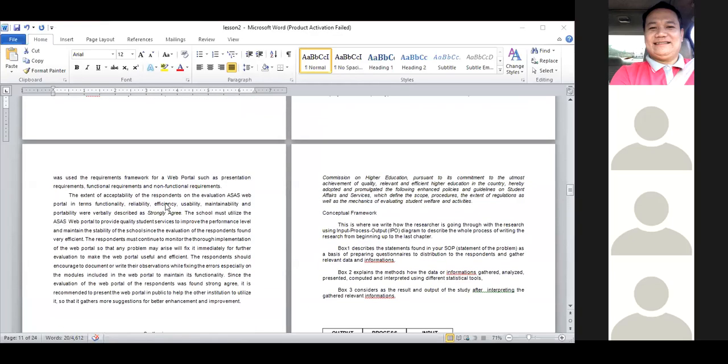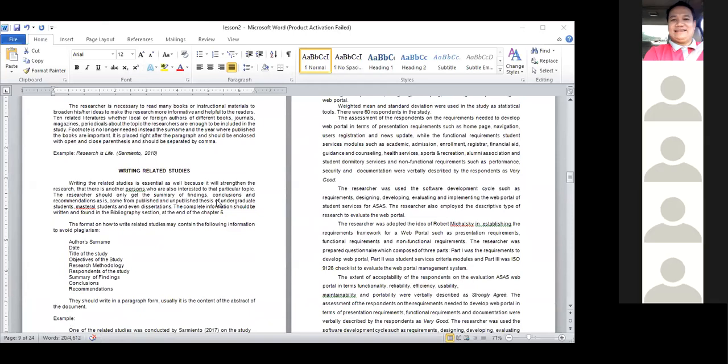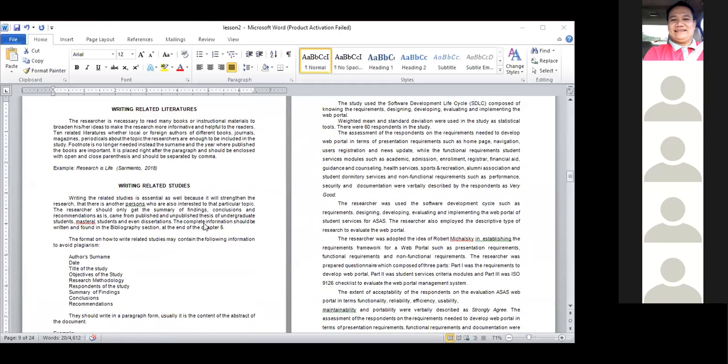So let's now proceed to chapter 2. There are 3 important things to be remembered here: the related studies, related literature, and synthesis. Let us now discuss first the literatures. Usually the literatures, guys, came from books, pwede ring internet, as long as you mention and write the author's surname, as well as the time, no?